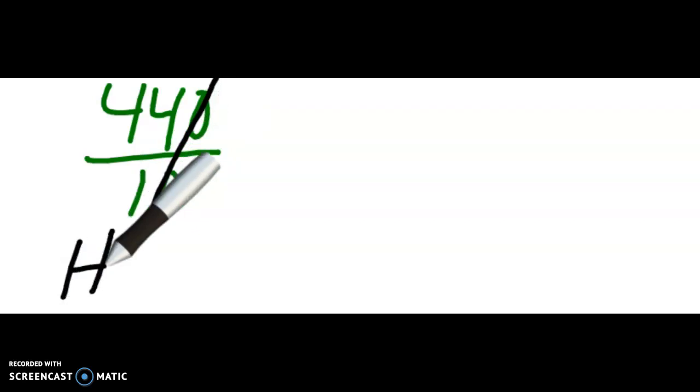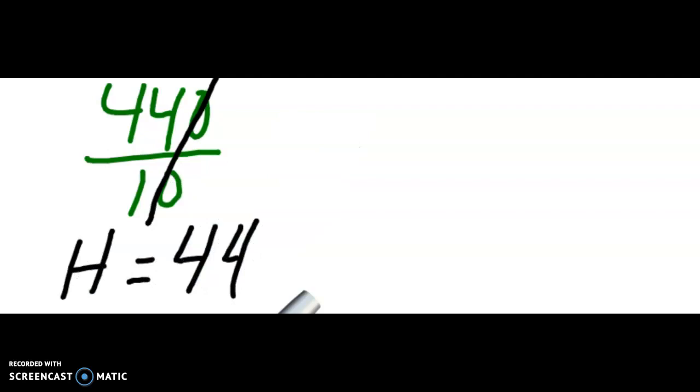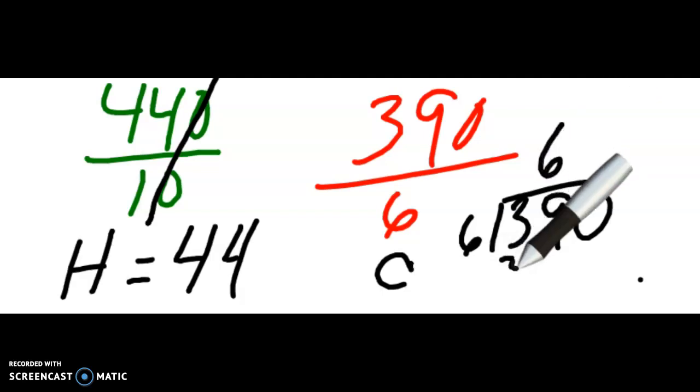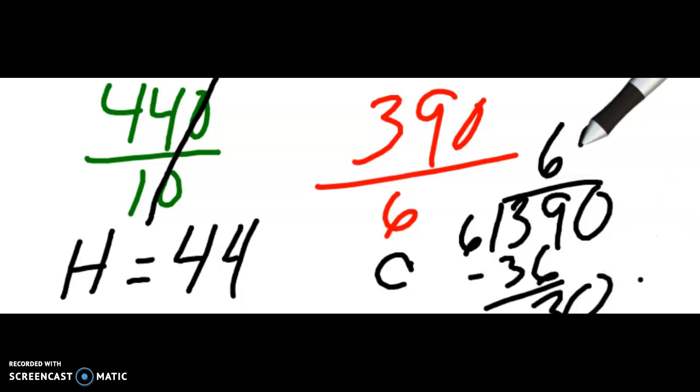And 44 divided by 1 is going to give us 44. So a horse's heartbeat goes 44 beats per minute. Now the cow is 390 beats, and it's in 6 minutes. So 6 goes into 39 6 times, and we're left with 30, and that goes 5 times, so 65.